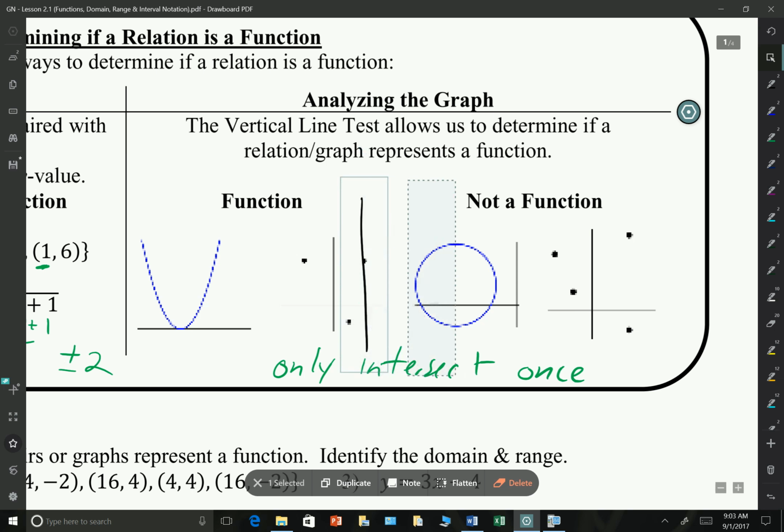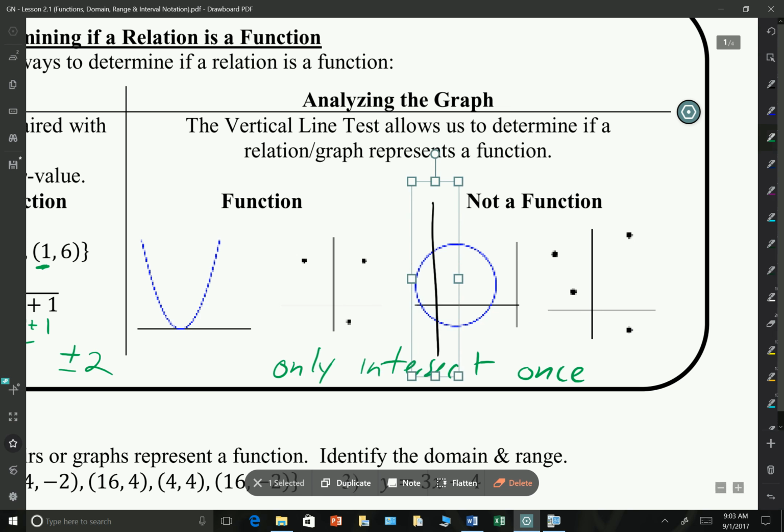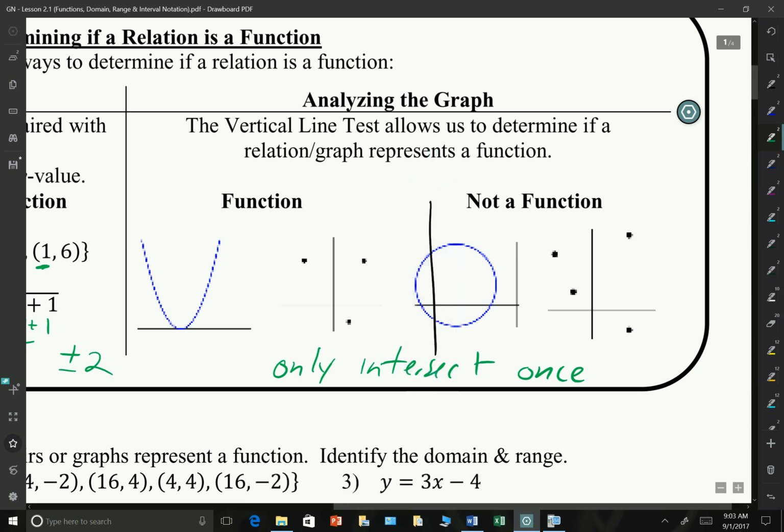But if I go over to this one, how many times does it intersect? 2. Now, what does that mean? This x value, let's call it -7, has how many y's attached to it?